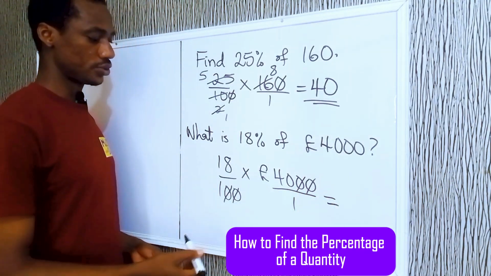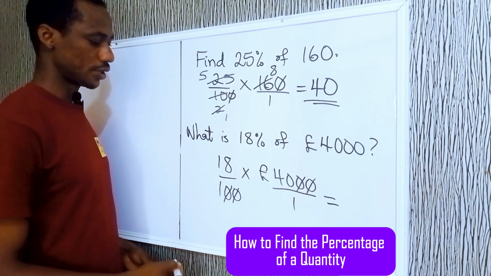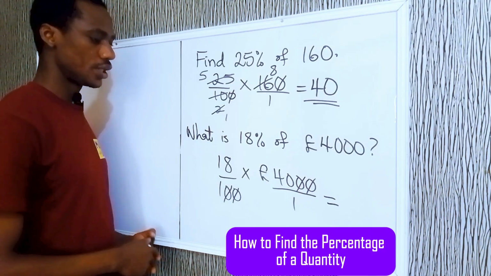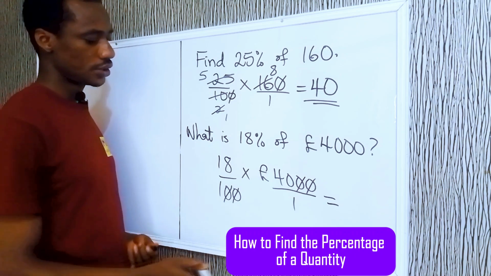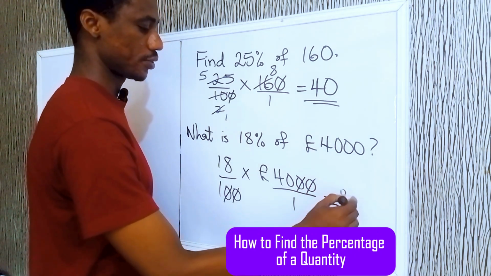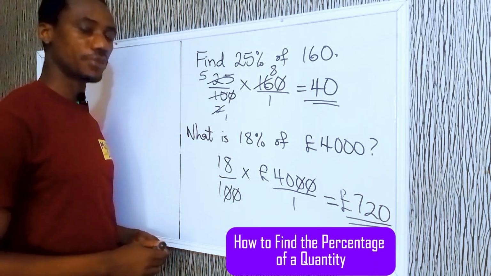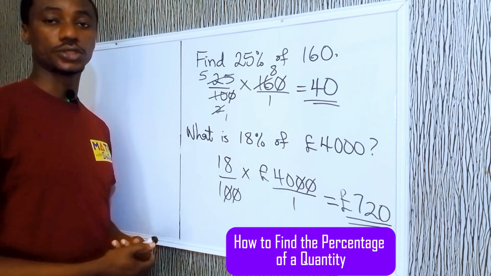Okay, you can use whichever method is comfortable for you to calculate that. And then 18 times 40, 40 times 10 is 400. And then 8 times 40 is 320, so that will be 720 pounds. 700 and what? 20 pounds. Okay, so this is how to find percentage of a quantity.